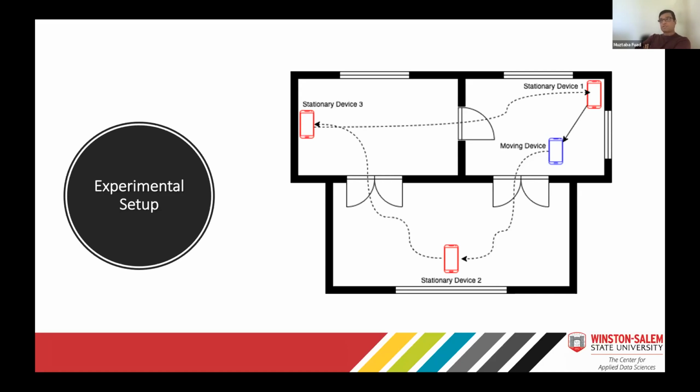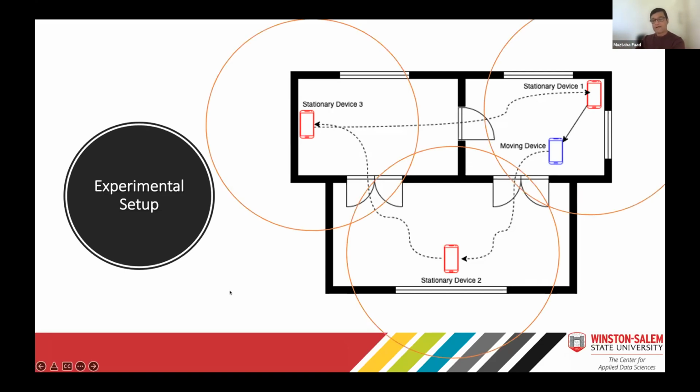So our goal is to figure out a path that will show that the moving device actually started from stationary device 1, went closer to stationary device 2, then to stationary device 3, and then eventually stopped at stationary device 1. If we can figure out that path automatically, we don't have to have a human proctor to notice it, which can be inaccurate or subjective. We can figure that out automatically.